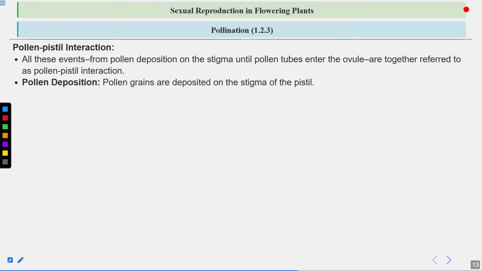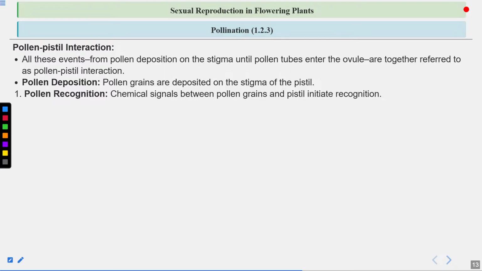The first thing that happens in this pollen-pistil interaction is the pollen deposition. Pollen grains are deposited on the stigma of the pistil. One is going to the polar nuclei and one to the egg. Very good, very clear. But this double fertilization we will study tomorrow in the next session. Okay. See here, the first thing that happens in the pollen-pistil interaction is the pollen deposition. The pollen grains are deposited on the stigma of the pistil.